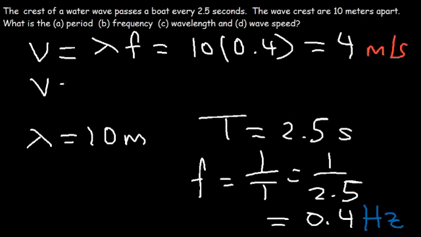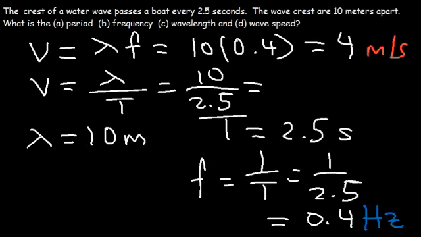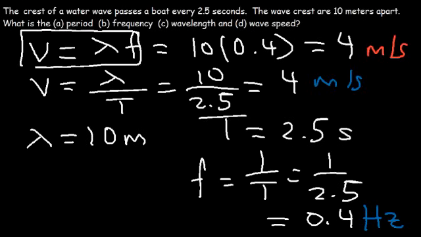Another equation that you can use is the wavelength divided by the period. This is 10 divided by 2.5, which will also give you 4 meters per second. So you have two different ways to calculate the wave speed.